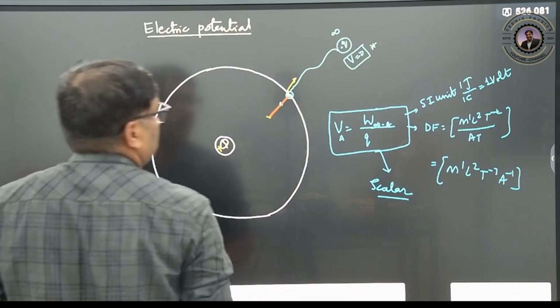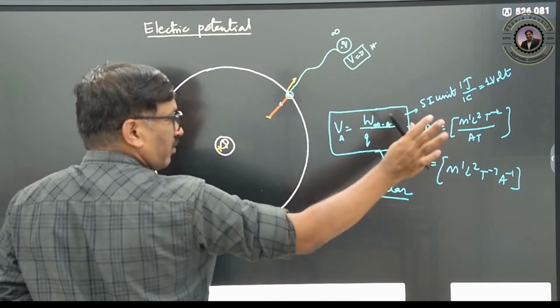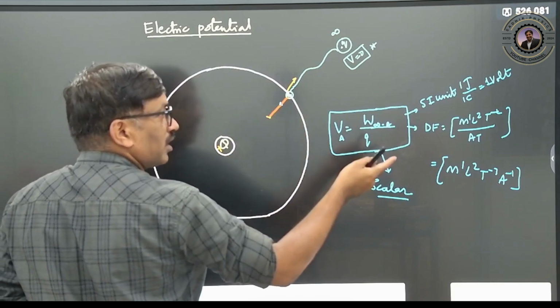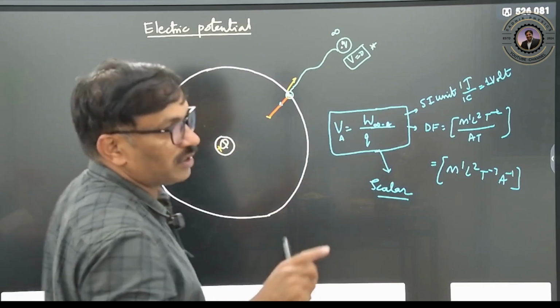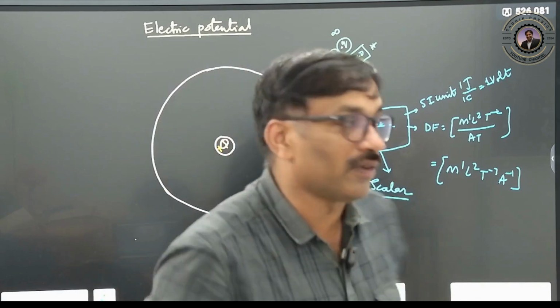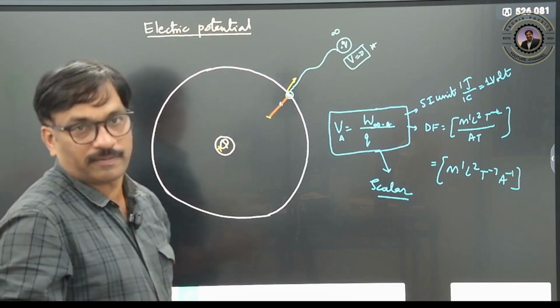Now, this is a potential, it is a scalar. If it is positive, positive; negative, negative. So if you bring a positive charge here, the work done is positive, so potential will be positive. If it is a positive charge, potential will be higher. If it is a negative charge creating it, the potential is negative.